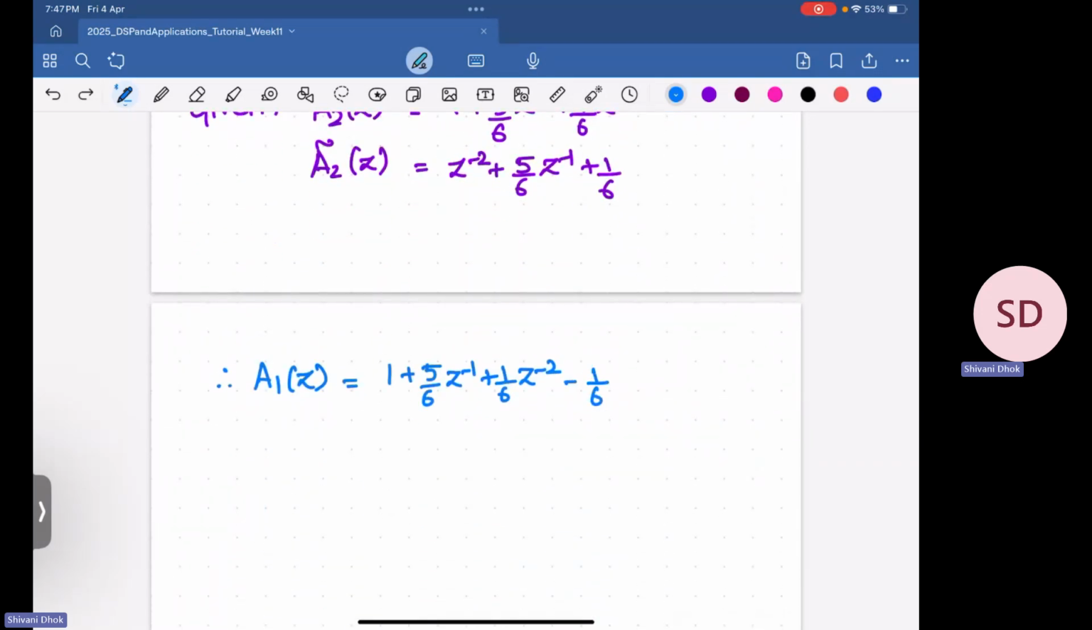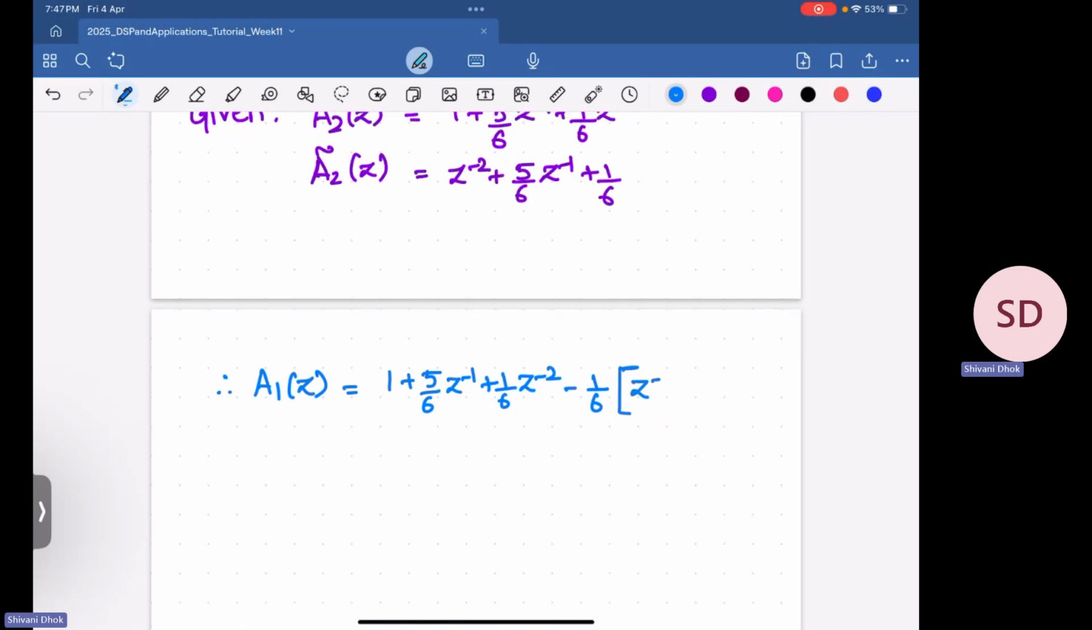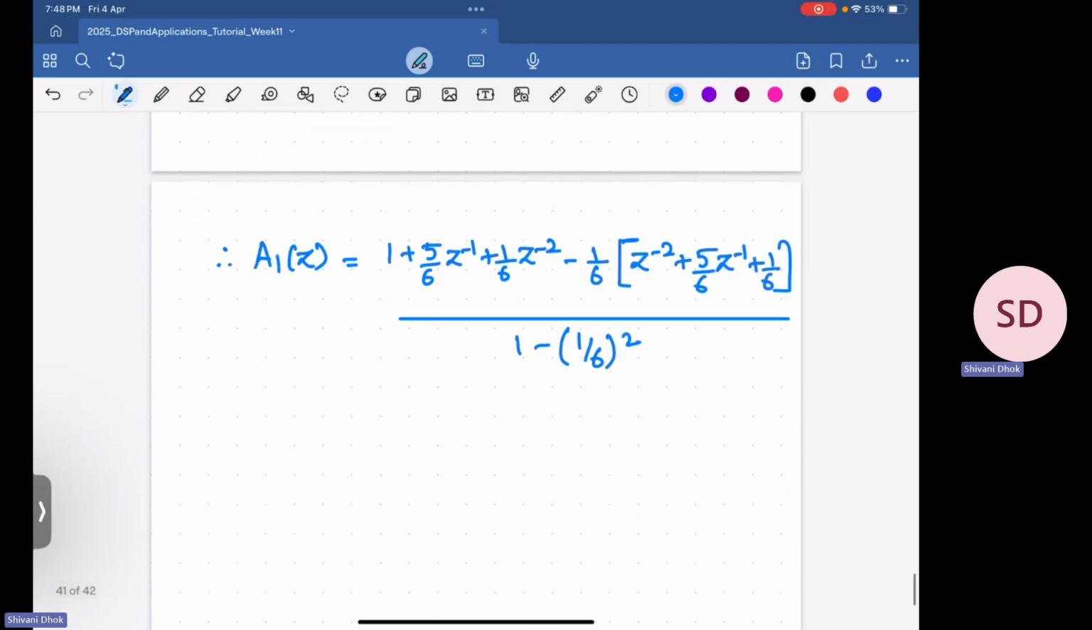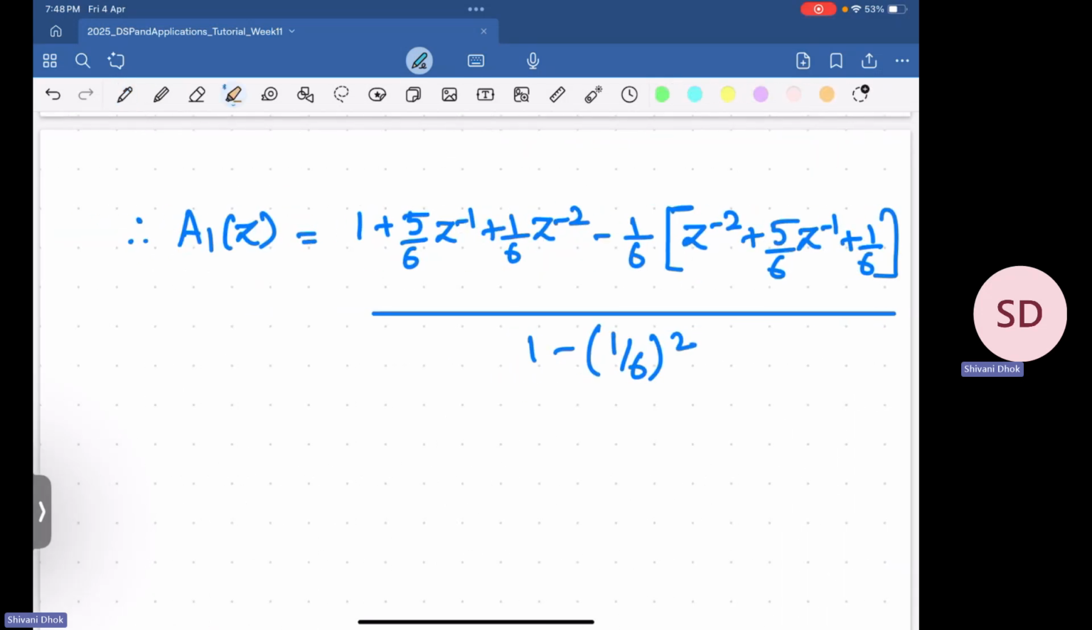So this is basically a recursive procedure. It takes time, but it's a wonderful procedure. Then this is z to the power minus 2 plus 5 by 6 z inverse plus 1 by 6, whole divided by 1 minus K2 square. Now if you observe, the 1 by 6 z to the power minus 2 term gets cancelled. This should happen. You should come up with an A1 which has degree 1. If this cancellation is not happening, then there is something wrong with your calculations. You need to recheck them.